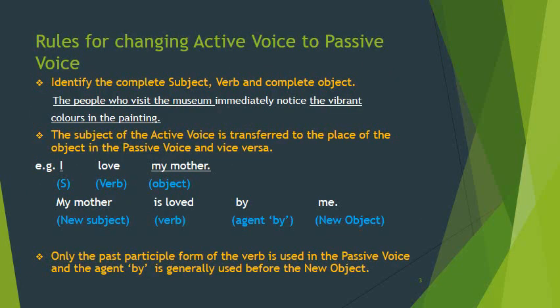Rules for changing active voice to passive voice. First of all, you need to identify the complete subject, verb and complete object. It means sometimes it is possible that the subject is not just a word but a group of words. So you need to identify.